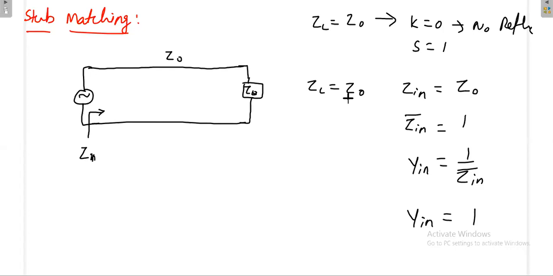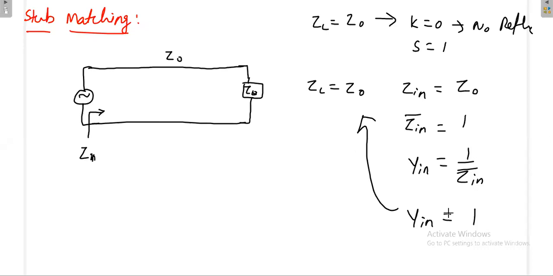Because if ZL is equal to Z naught, Yin is equal to 1. In future, I will try to bring Yin equal to 1, then I will say the impedance is getting matched. When ZL is equal to Z naught, impedance is matched, no reflection. Then Yin is equal to 1, then I will introduce some circuit stub. Finally, I will make Yin equal to 1, then I will tell there is no reflection. That is the idea here.